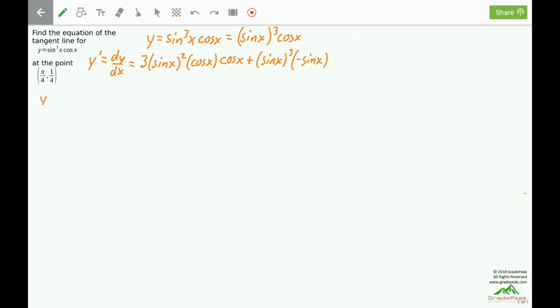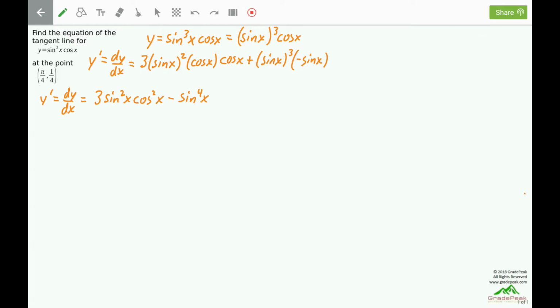We're going to want to rewrite this to look a little bit nicer for evaluating. We have 3 times sine squared of x times cosine x. We can call that cosine squared of x. And then we have a positive times a negative. Everything's multiplied there, so a negative. And we have a sine cubed times a sine, which will be sine to the 4th of x.